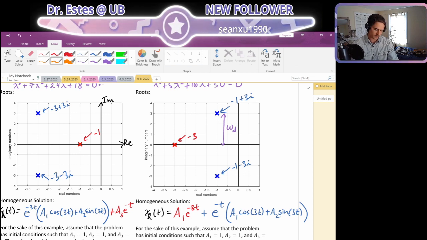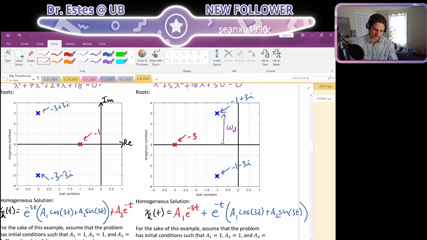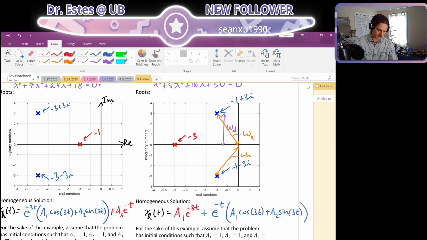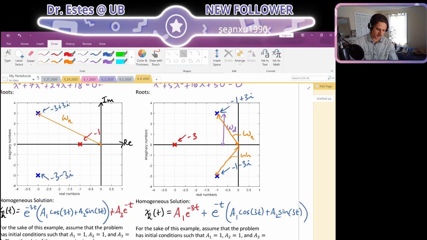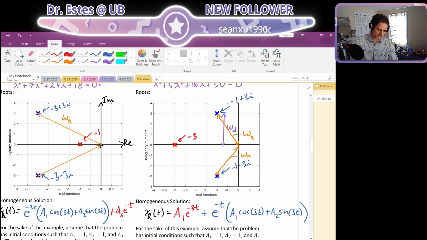However, the natural frequency of these roots did change. If you remember, the natural frequency of a root is its distance from the origin. So our natural frequency got smaller.